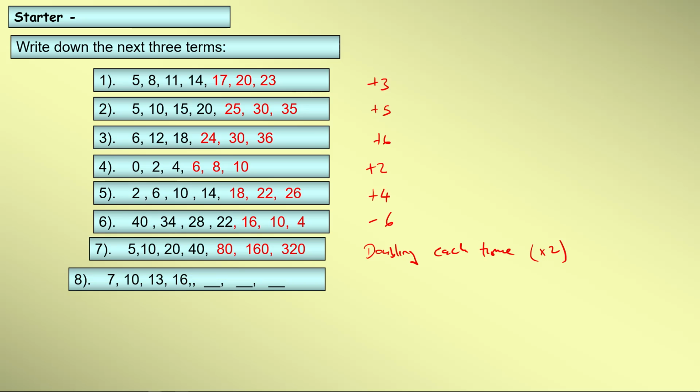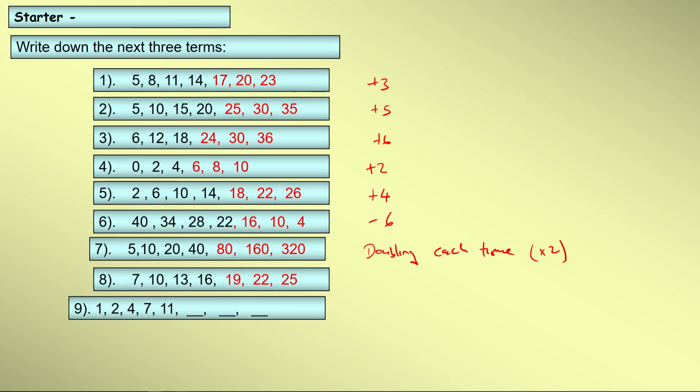Here we're back to adding. It's going up in 3s. Very similar to the first question, except it starts at 7. So, and this one, what's going on? You're adding 1 there, then adding 2. So adding 1, then adding 2, then adding 3, 4. So this is plus 3. Here it's increasing by 1 each time.